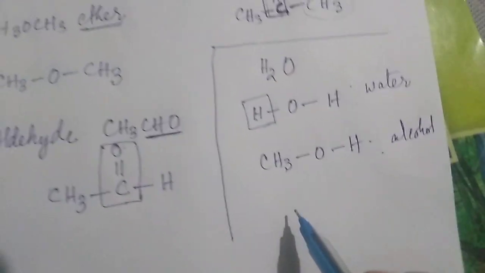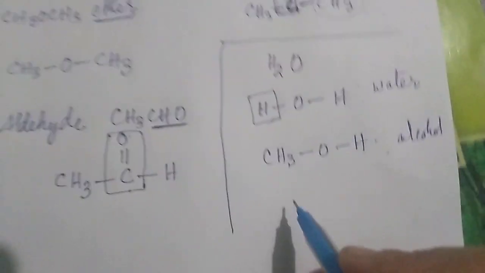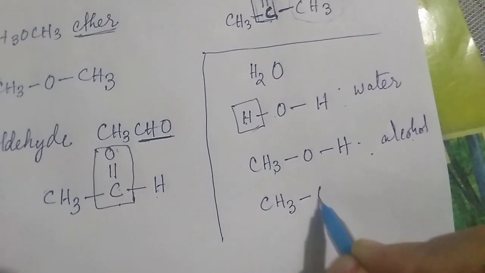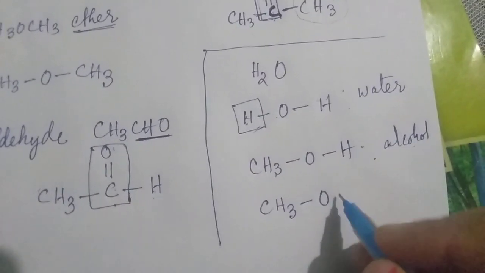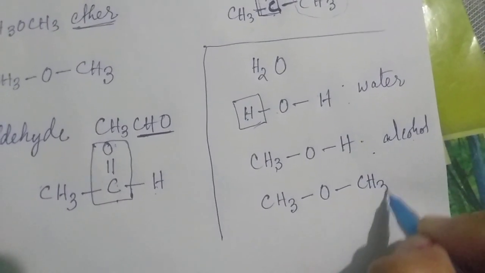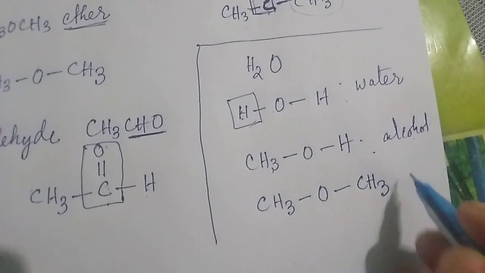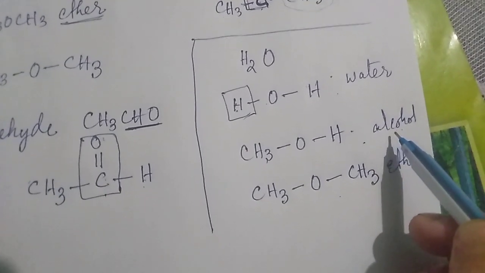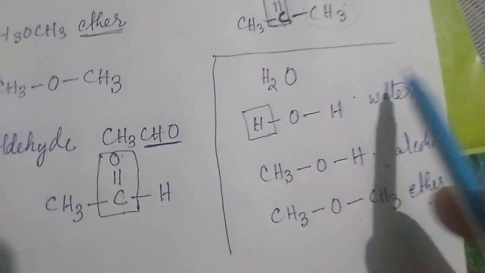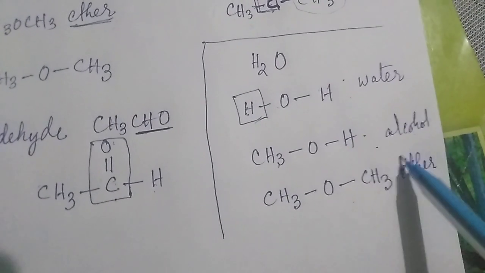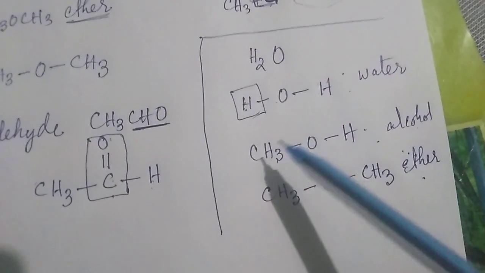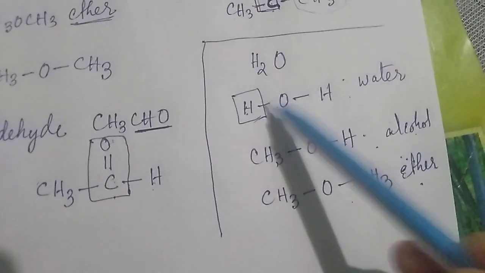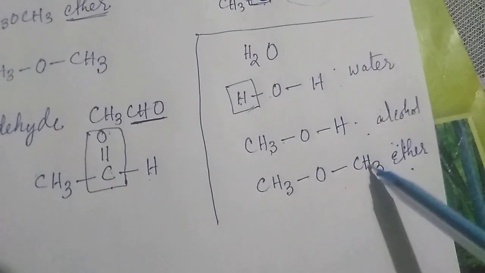For ether, you just replace both hydrogens of the water with R, that means a carbon chain, and then it becomes ether. So once you know water, you will easily remember alcohol and then ether. These three are very similar. Remember water first, then remove one of the hydrogens and replace it with CH3, it becomes alcohol. Replace both hydrogens with carbon chains, then it becomes ether.